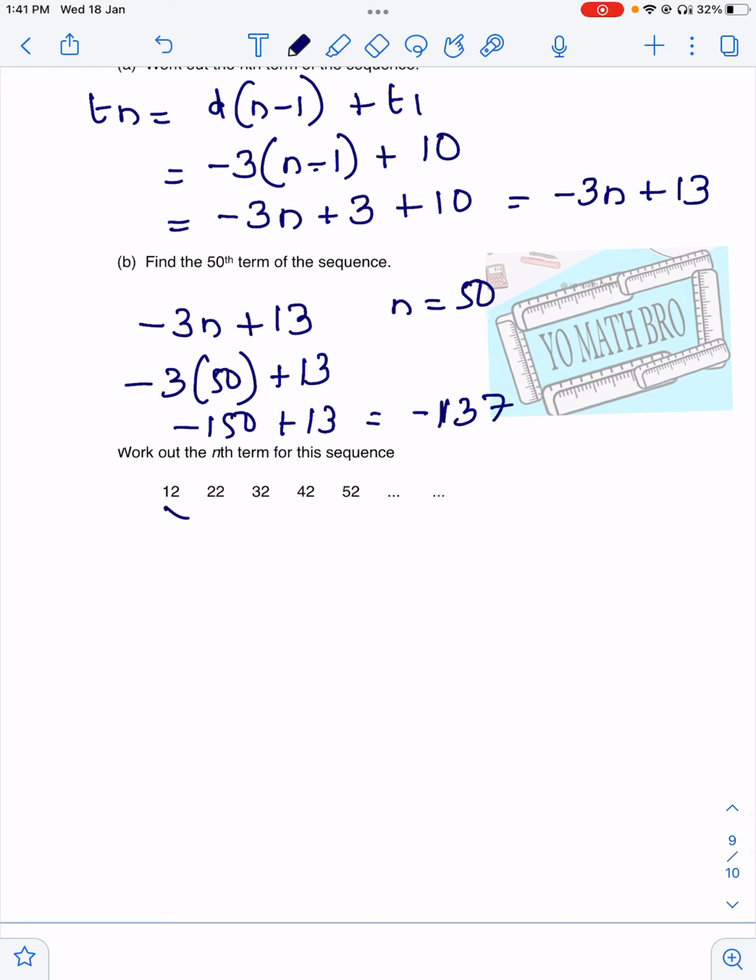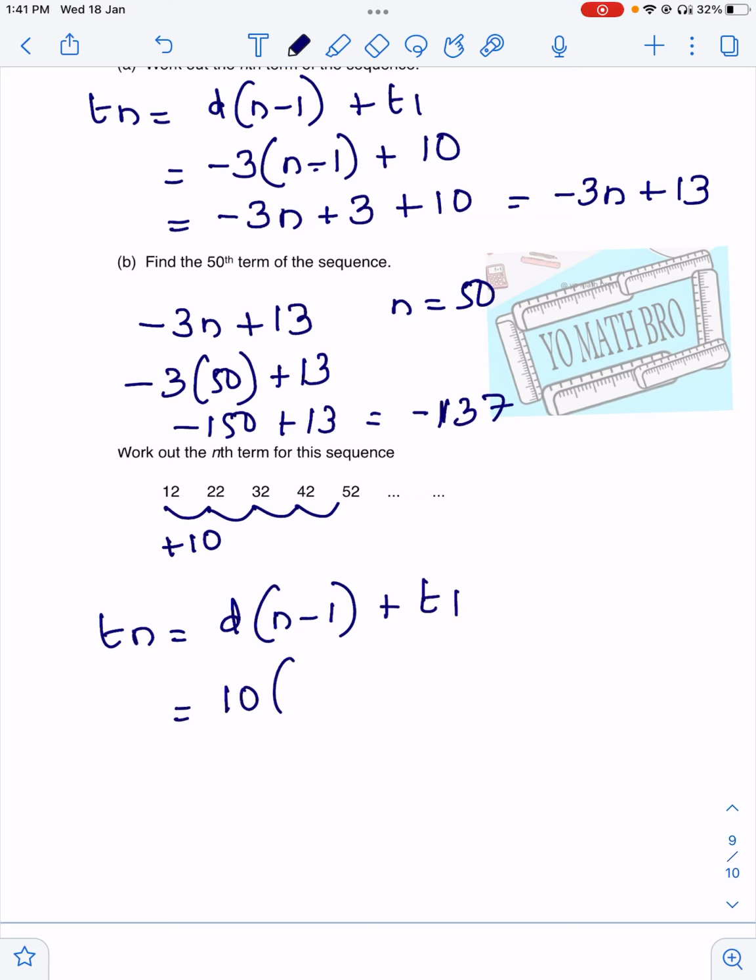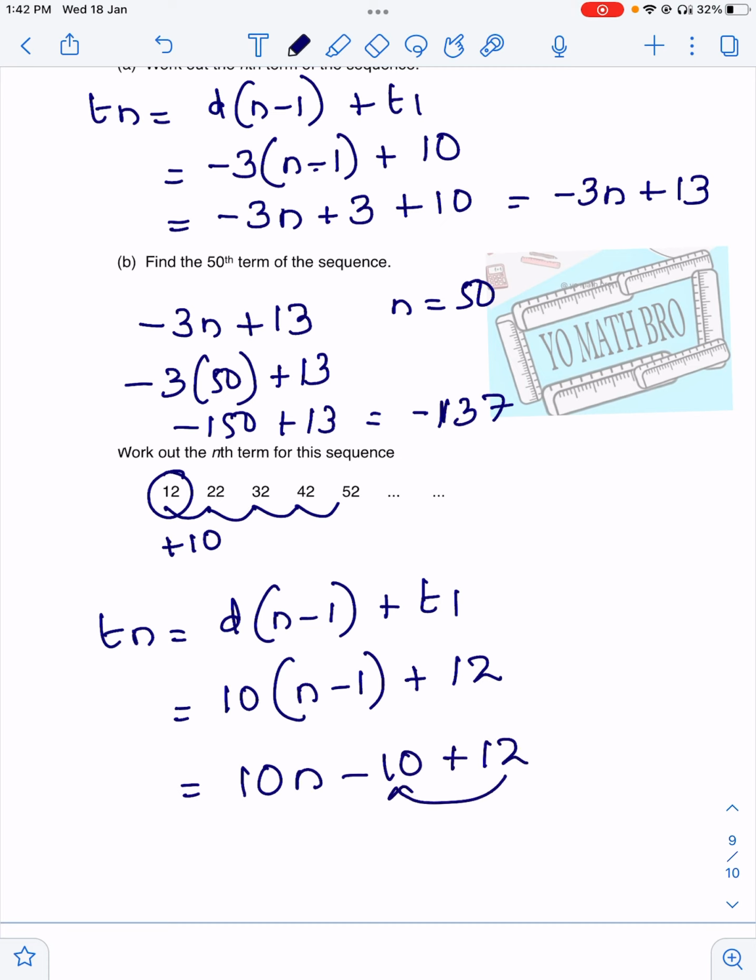Next, can you see the difference? Very good. The difference is plus 10. So again Tn is equal to D(n minus 1) plus T1, that is equal to 10(n minus 1) plus the first term, that is 12, and I get 10n minus 10 plus 12. 12 minus 10 gives me 2. My answer is Tn is equal to 10n plus 2.